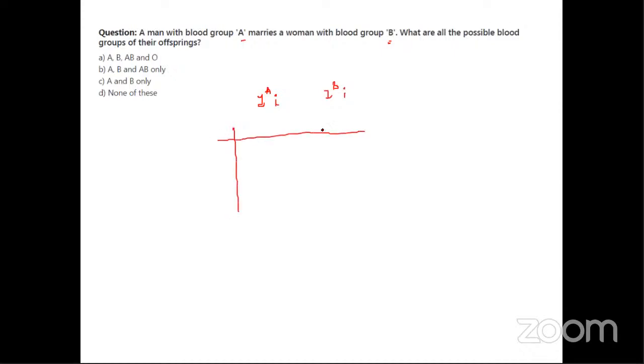Now let's make the Punnett square. IA and small i. IB and small i. Okay, so here IA IB, IB i, IA i, and ii. Now if we see what the blood groups are, for the first case the blood group is going to be AB, second is going to be B, third is going to be A, and the fourth is going to be O. So we are getting all the possibilities. So what will be the answer? A will be the answer.